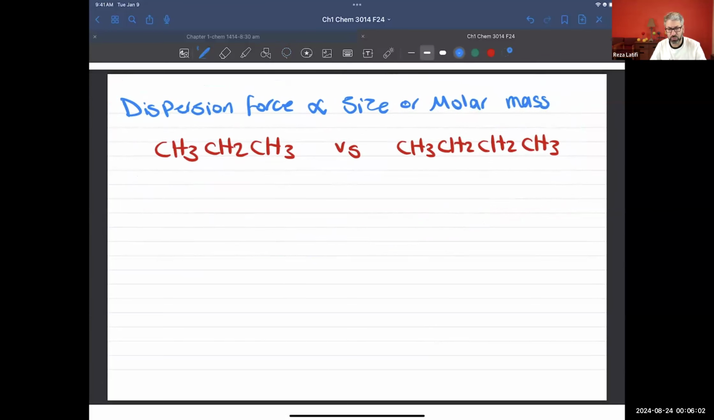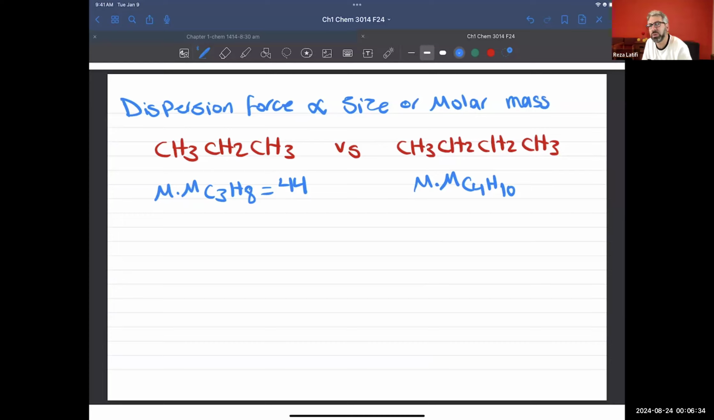The molar mass for the first one is going to be 36 plus 36 plus 8, that's going to be 44. So the molar mass for C3H8 is around 44. The molar mass for C4H10: we have 12 multiplied by 4, that's going to be 48, plus 10, 58. Around 58 grams per mole.